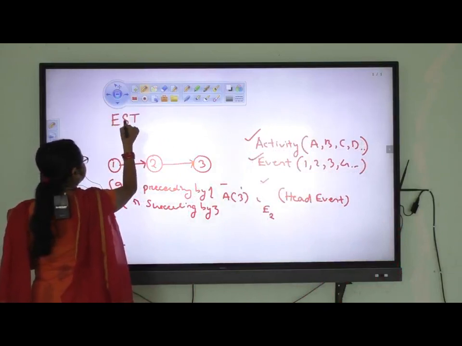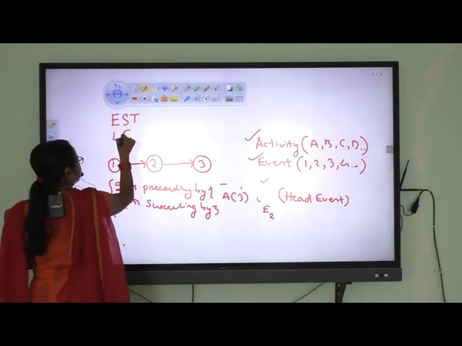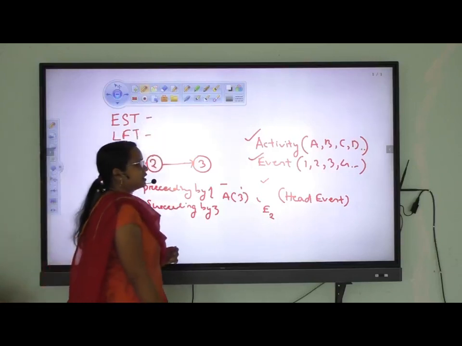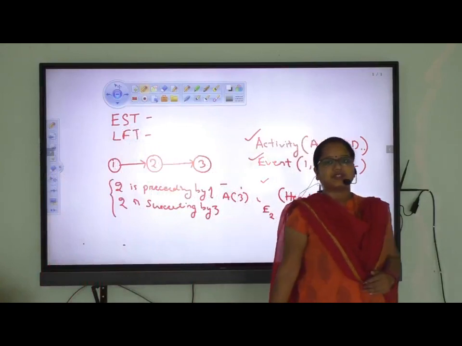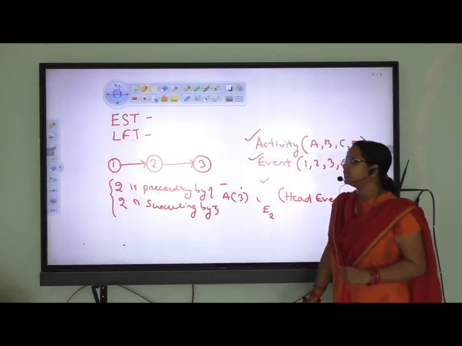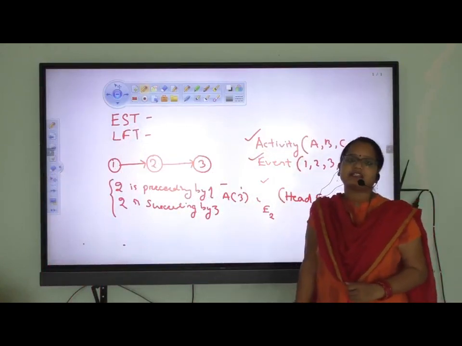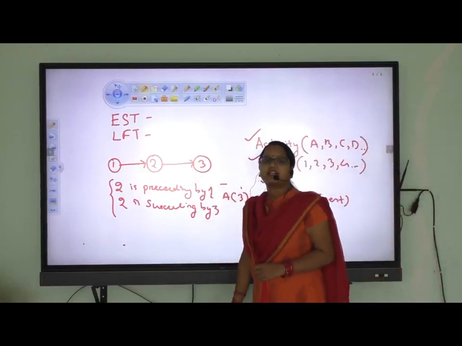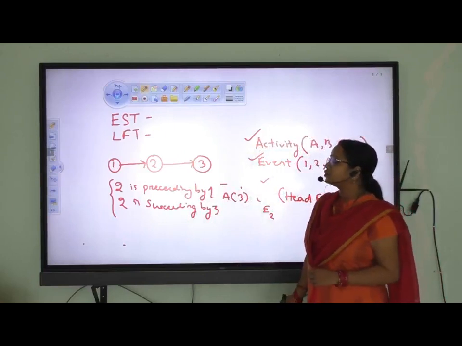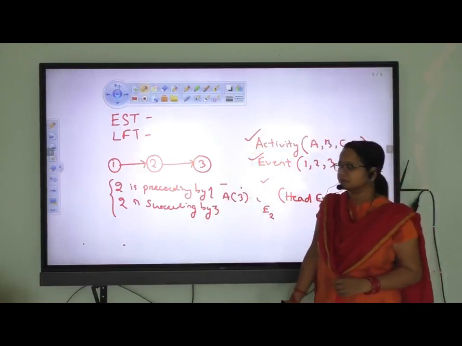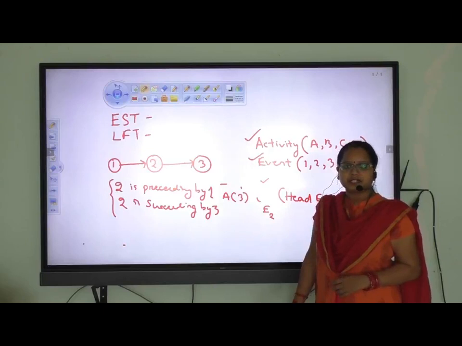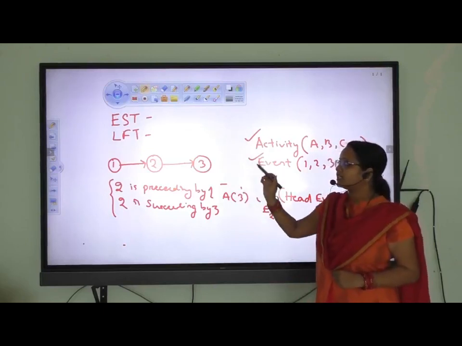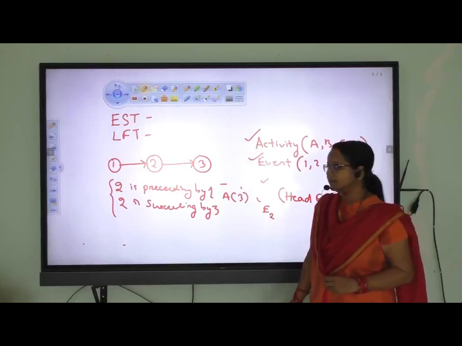EST and LFT. There are again two terms, EST and LFT. EST means earliest starting time, and LFT means latest finish time. Every event, or every activity, has these two types of time. One is EST, another is LFT.